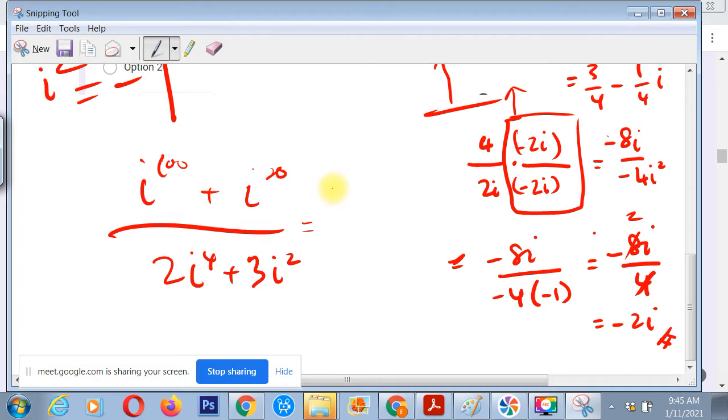So for 100, you will get i to power of 4 times 25, so you get 1, and then plus i to the power of 20, which is i to the power of 4 times 5.